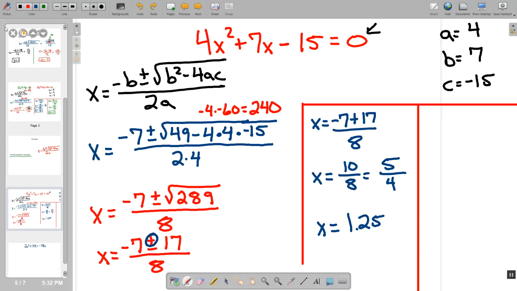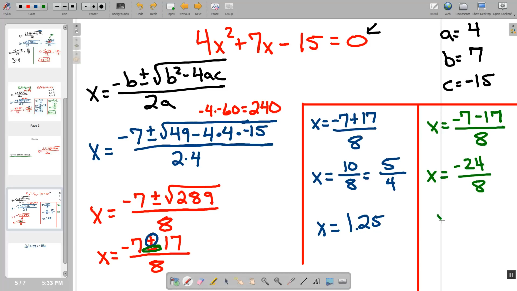Our negative solution, move the negative down here. So I'm going to do x is equal to negative 7 minus 17 all over 8. So I get x is equal to negative 24 over 8. So x is equal to negative 3.